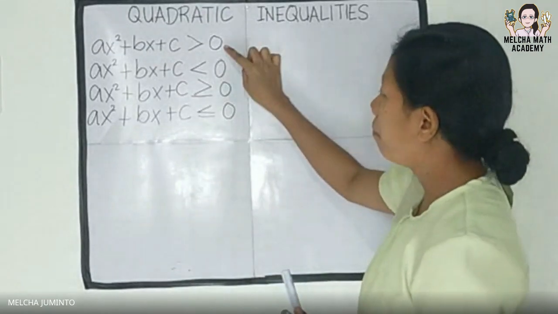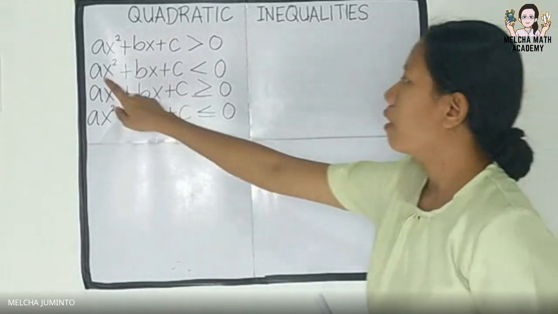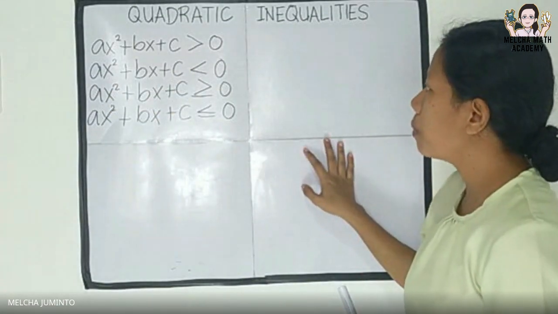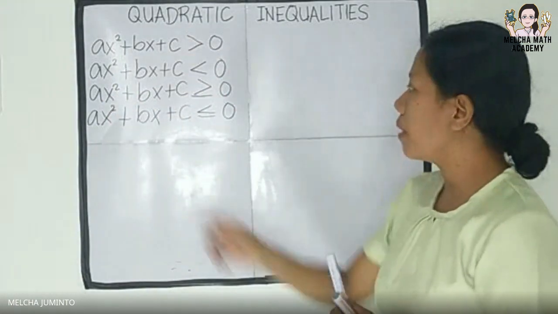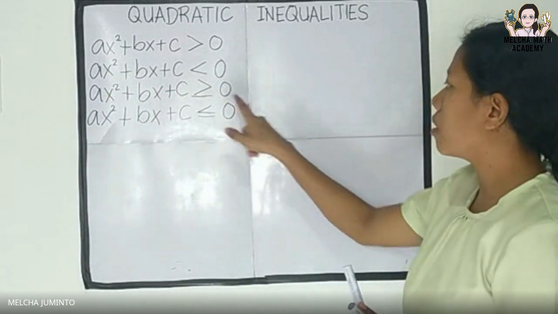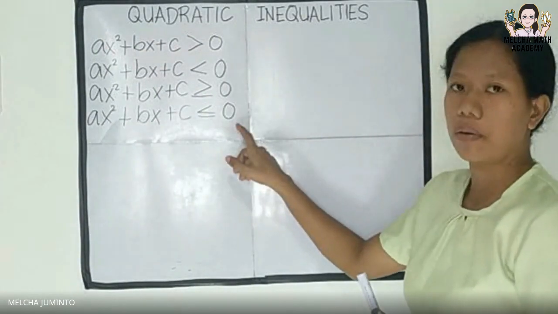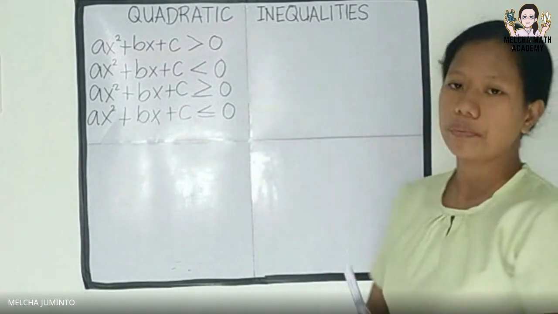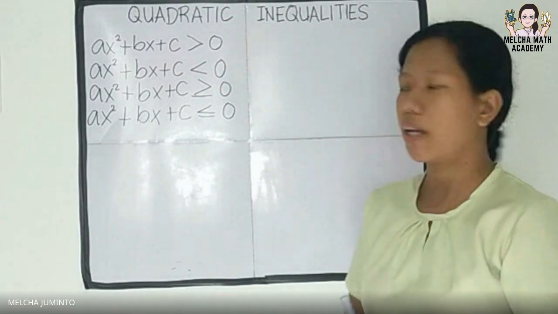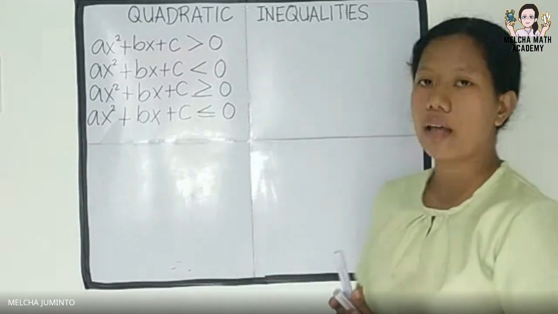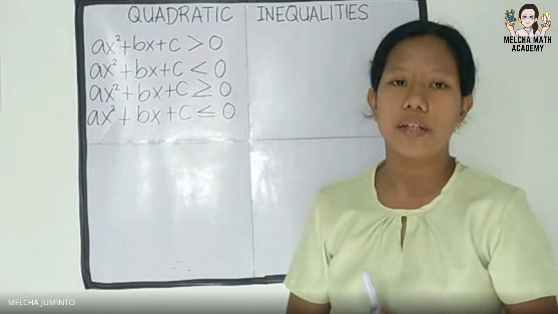So when we say quadratic inequality, it comes in four different types or forms. It can be ax squared plus bx plus c is greater than 0. Second, ax squared plus bx plus c is less than 0. Next, ax squared plus bx plus c is greater than or equal to 0. And finally, ax squared plus bx plus c is less than or equal to 0. Now, all of these four statements are considered to be quadratic inequality. And always take note that just like quadratic equation, a, b, and c are all real numbers.